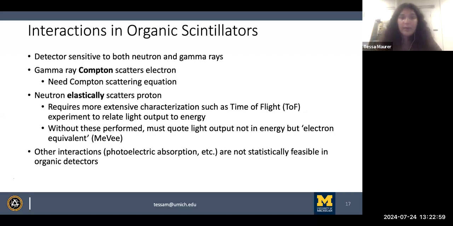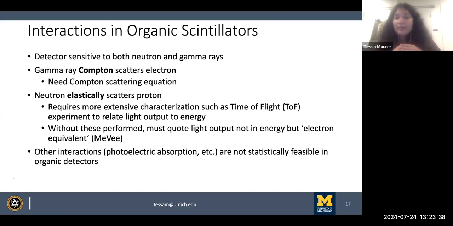And so you might have heard the term MeVee instead of MeV. I know it was in the last talk, and you probably heard it in some talks before that too. This is why you sometimes hear MeVee, because it's electron equivalent. If you don't perform these pretty involved time of flight experiments, you could just go off of calibrations done with gamma ray sources, meaning that it would be essentially the electron equivalent of what we would expect for our light output. So just a quick note on that.